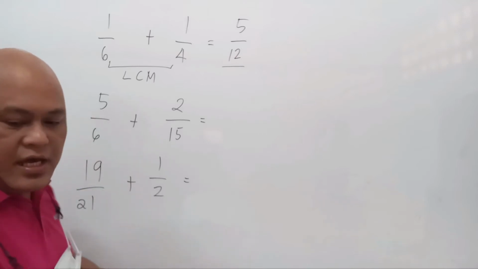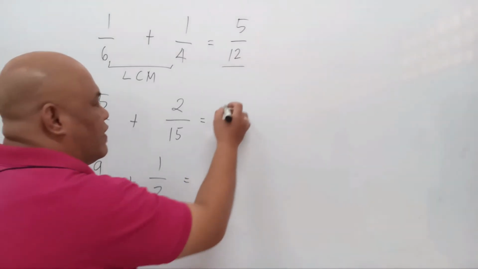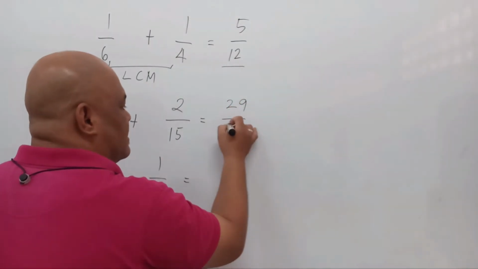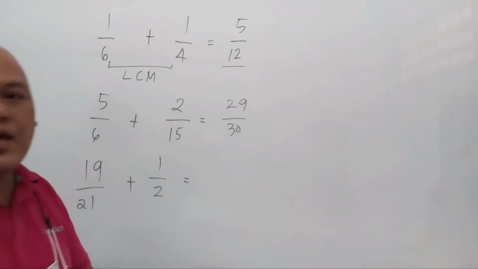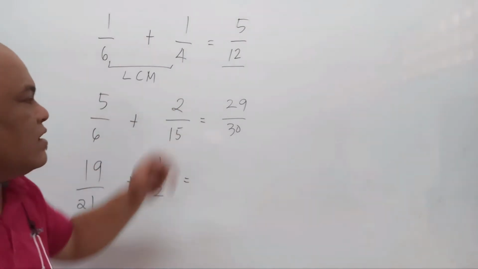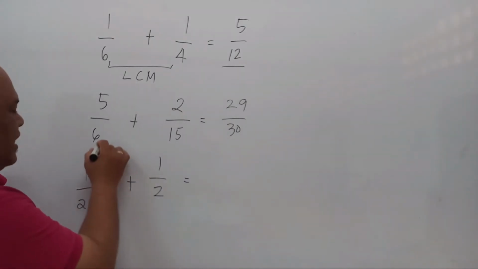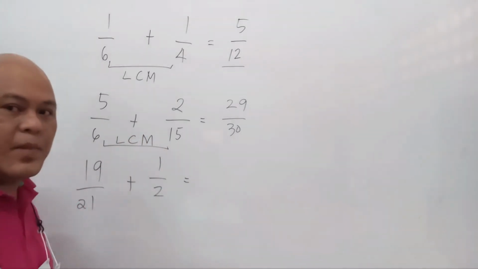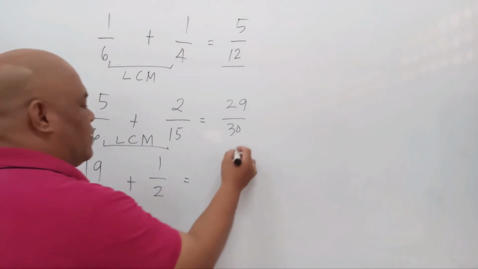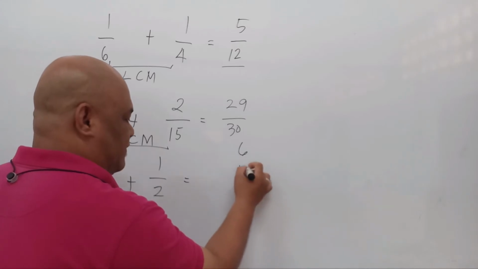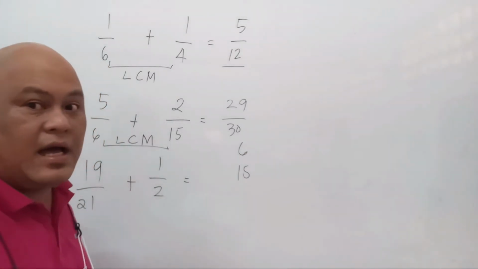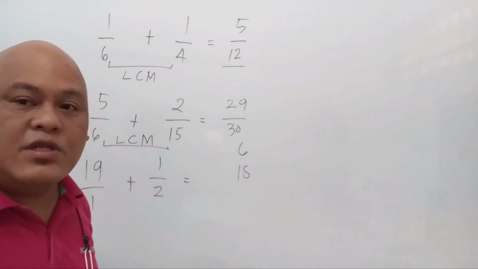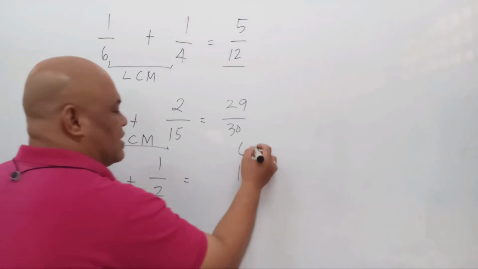Next number is 5 over 6 plus 2 over 15. So the answer is 29 over 30. So how do you get 29 over 30? So again, we have to use the LCM. So we will use 6 and 15. We will get the multiples of 6 and 15.